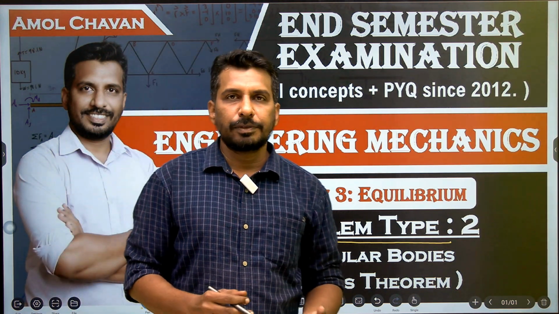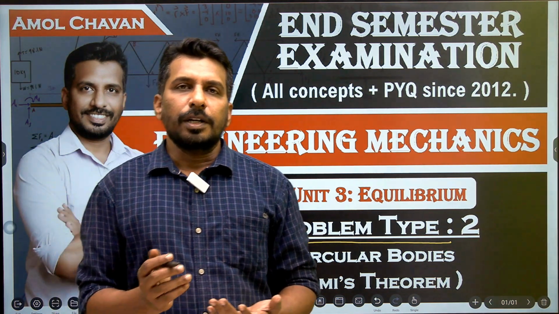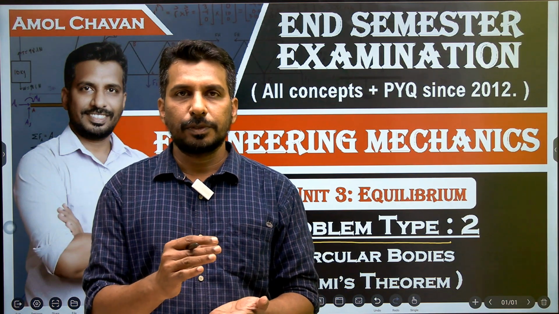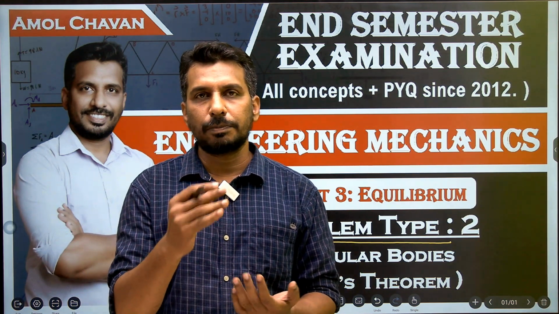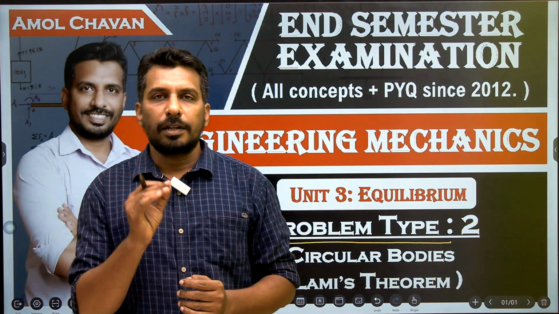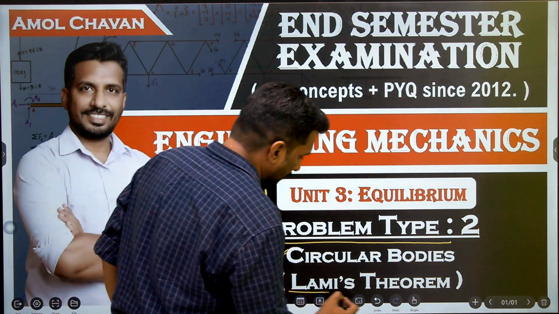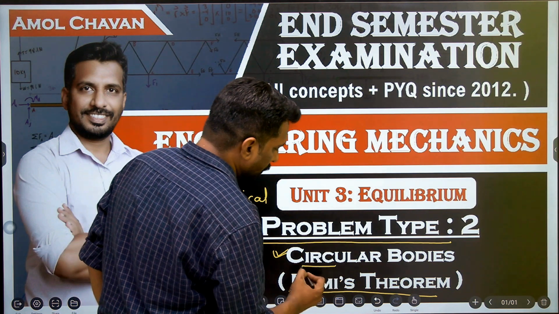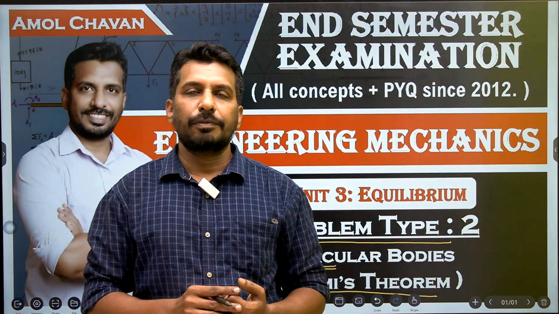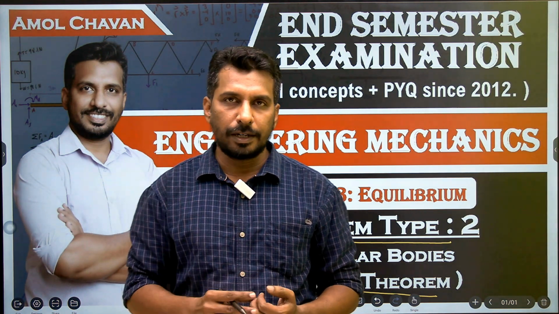So the next step is we are going to solve the problem based on the spheres or you can say circular bodies. But now we have the basics of Lami's theorem. So initially we are going to take problems of the spheres or cylindrical bodies in such a way that we can easily apply the Lami's theorem. So initially the first 2-3 problems are based on the application of Lami's theorem in the circular bodies. So now without wasting much more time, we are starting with our first problem based on the circular bodies or spherical bodies.